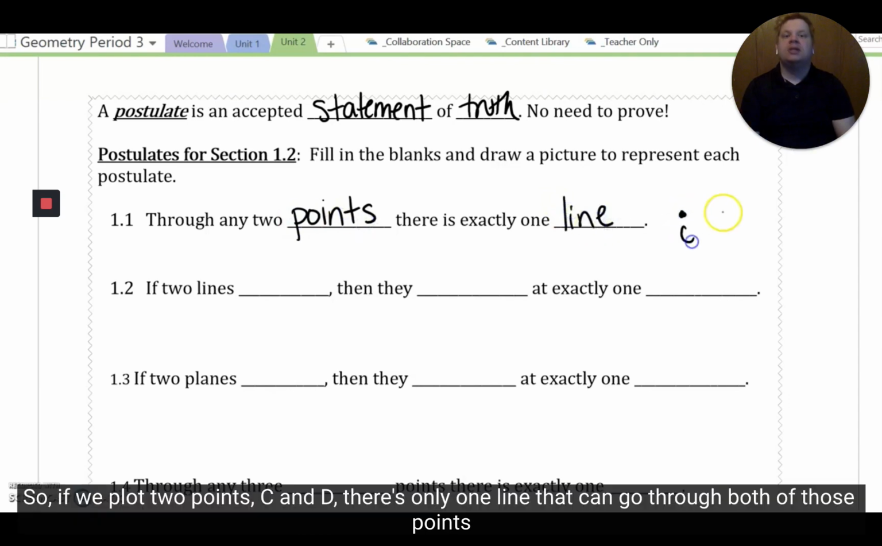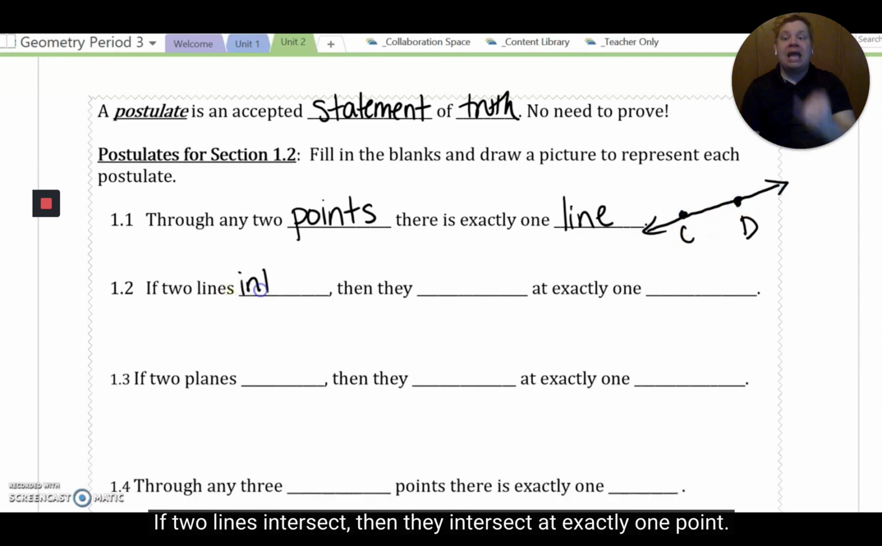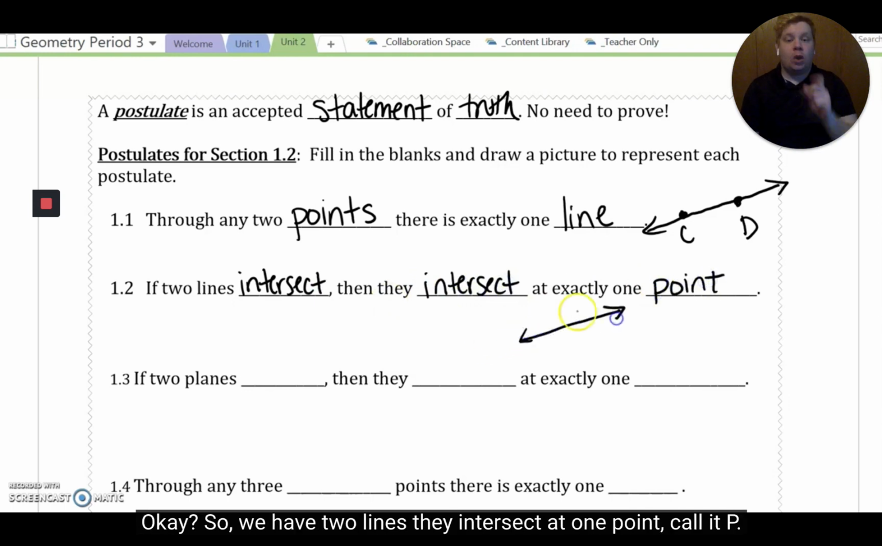So if we plot 2 points, C and D, there's only one line that can go through both of those points. If 2 lines intersect, then they intersect at exactly 1 point. Okay, so we have 2 lines. They intersect at 1 point. Call it P.